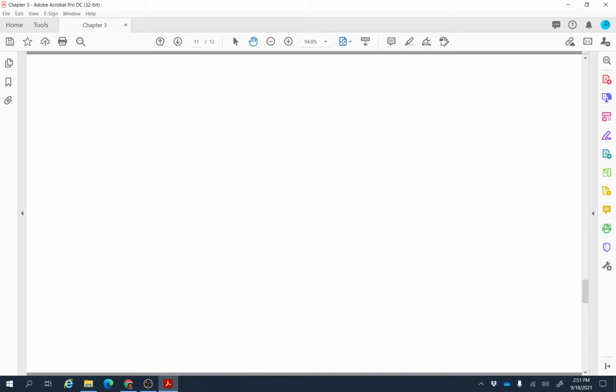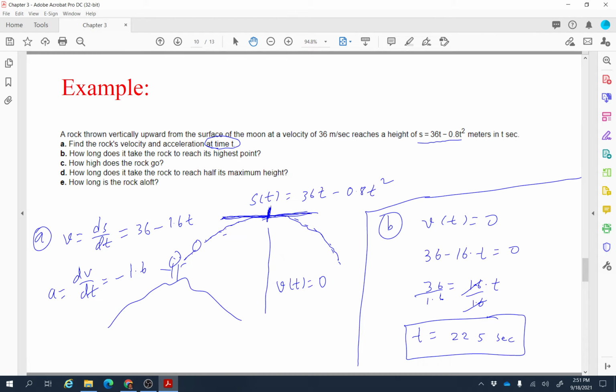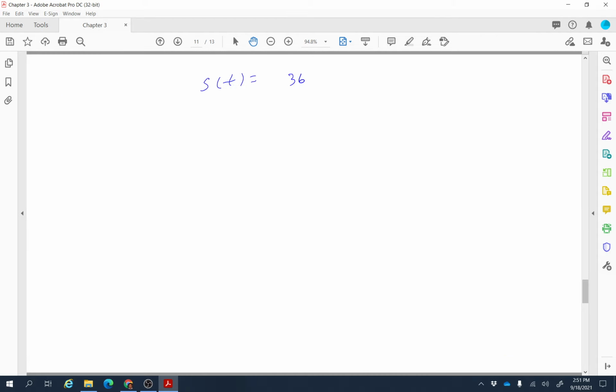We need the height function, which is given as 36t minus 0.8t squared. We need to find the height when time is 22.5. So just replace this t by 22.5 and simplify. We know that when time is 22.5, the velocity would be 0, at which we get the maximum height. So I'm going to do that here on my calculator.